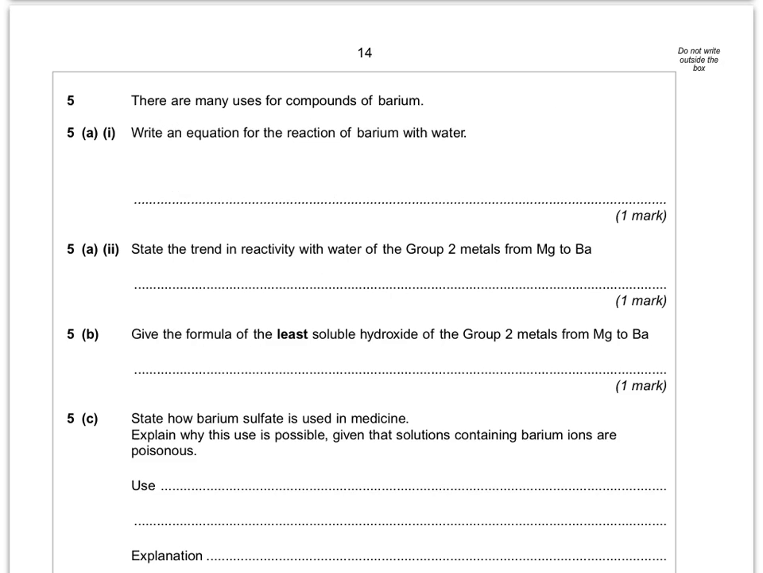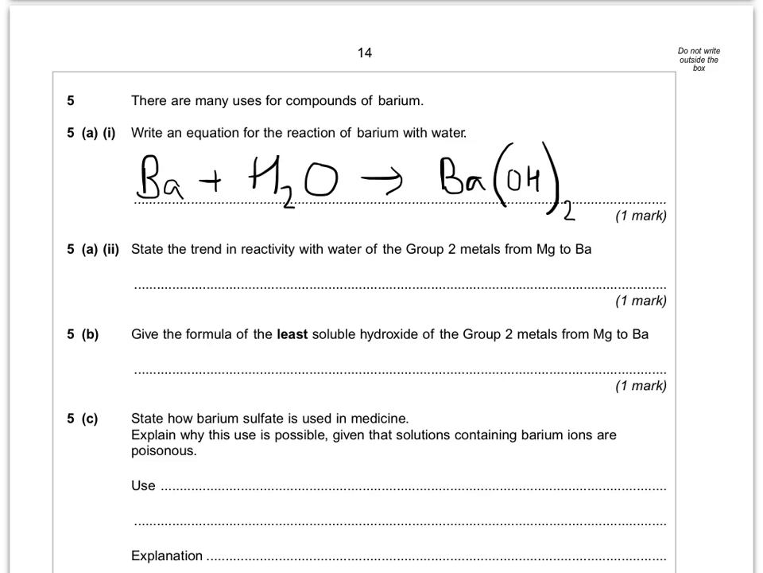So this next question on group 2. It says there are many uses for the compounds of barium. Write an equation for the reaction of barium with water. So barium with just liquid water is going to make barium hydroxide, and with steam it will make barium oxide. So it's barium plus water, and you've got to remember that the hydroxides of group 2s have 2 hydroxides for each metal. So it's Ba(OH)2 plus hydrogen, and you'll need 2 waters in order to do that.